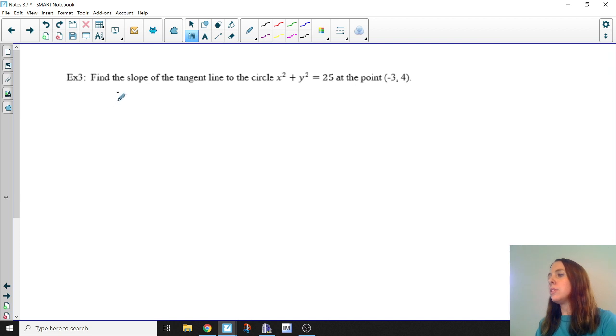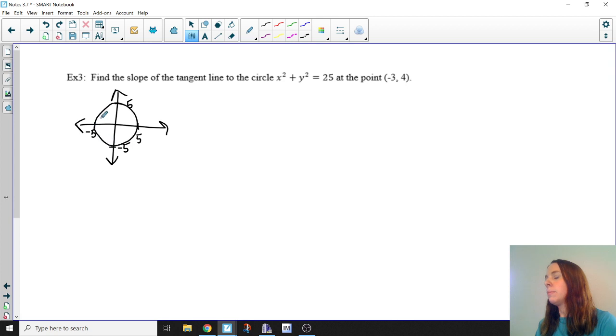So I'm going to sketch a little graph here. Here's our circle, from -5 to 5 on both axes. And (-3, 4) could be maybe about right there. It's about where I had my original tangent line to the circle in the warm-up. So I'm going to label that point, and we're going to calculate the slope of that line.